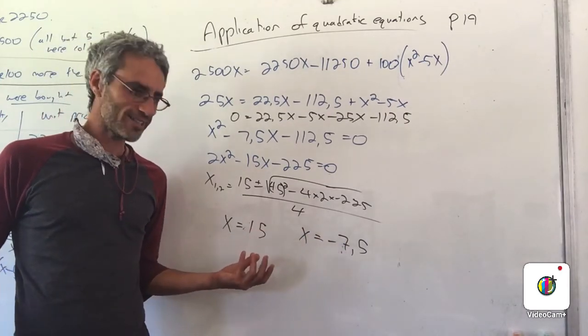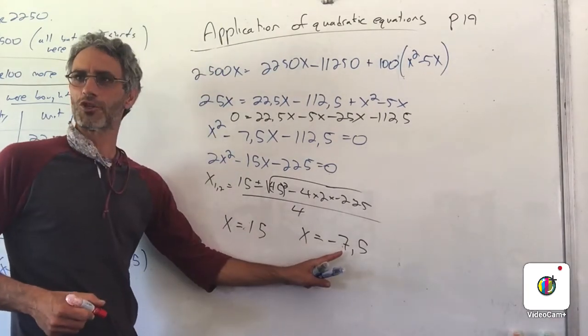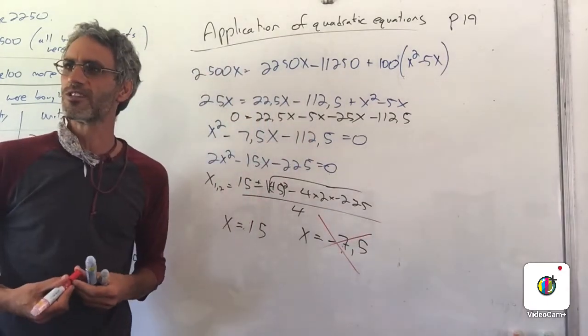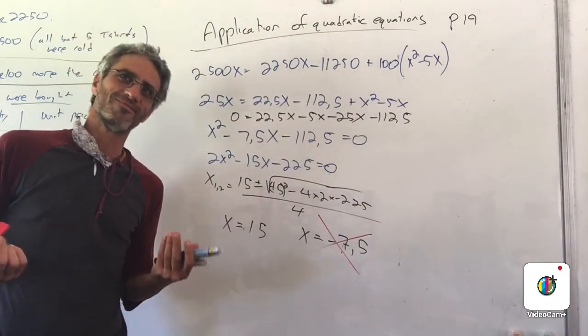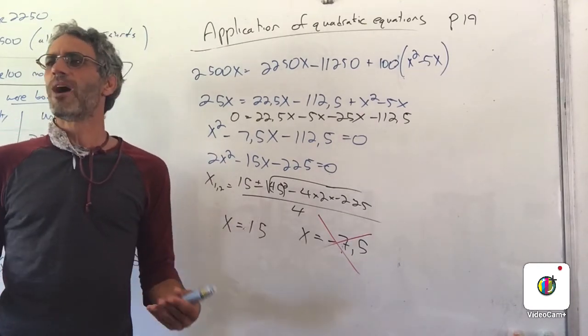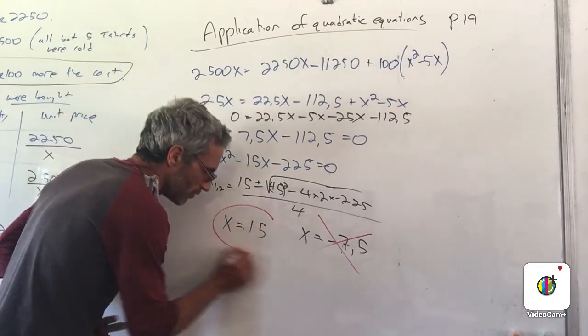Which one shall we cancel? First of all, I can't have half a shirt, let alone a negative number of shirts. You can give away the shirt. Exactly, so she couldn't have bought minus 7.5. I've got to cancel that. That means the number of t-shirts is really 50.